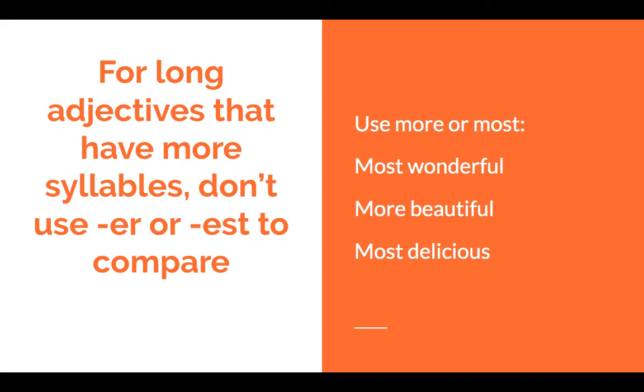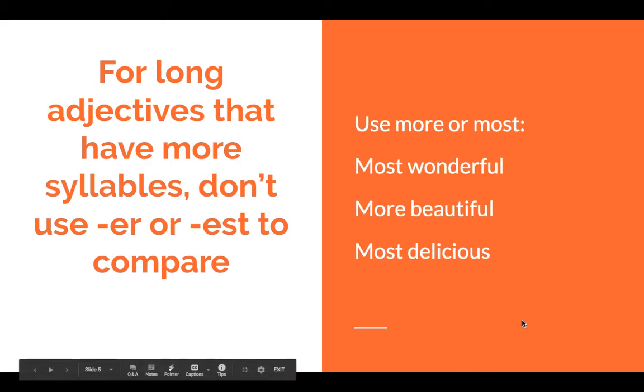So on those long adjectives that have more syllables, we don't want to use ER or EST to compare. We want to use the word more or most. If you're comparing between two things, you would say more. And if you were comparing between more than two things, you would use the word most. So we would have most wonderful, more beautiful, most beautiful, more delicious, or most delicious.